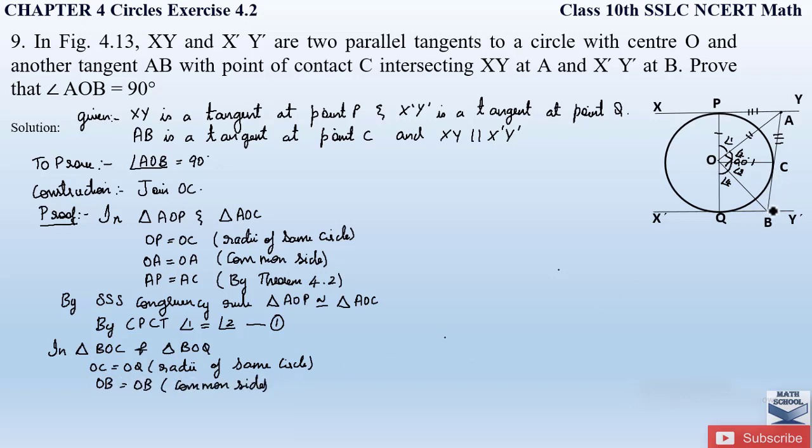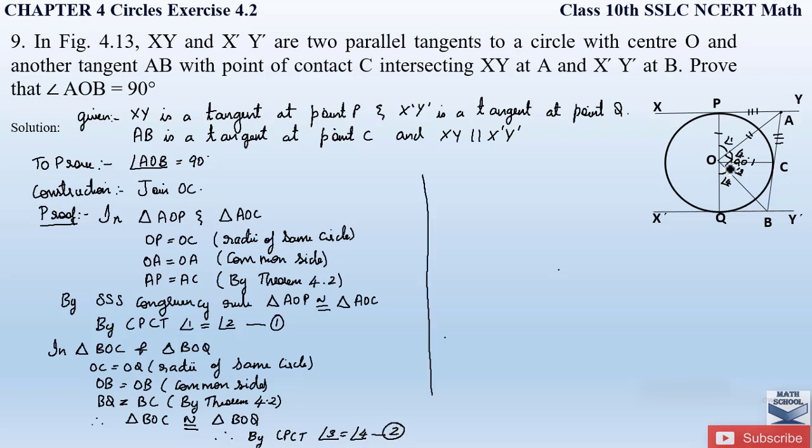Now if we consider this point B as external to the circle, then the tangents drawn from this external point B will have equal length. So the length of tangent BQ is equal to tangent BC, by theorem 4.2. Therefore, triangle BOC is congruent to triangle BOQ. Sorry, the congruency symbol should have two lines. So by CPCT, angle 3 is equal to angle 4. Let this be equation number 2.